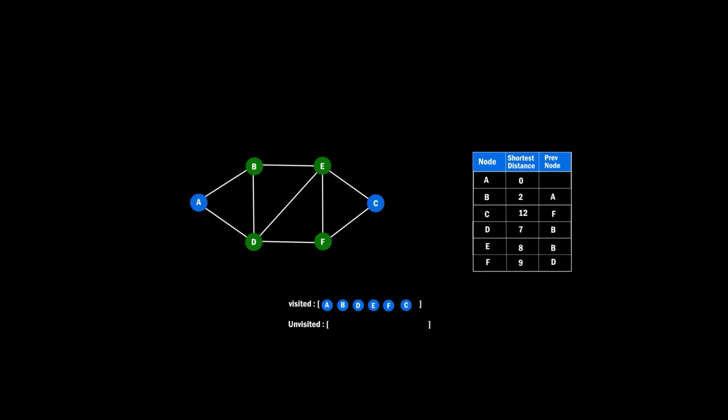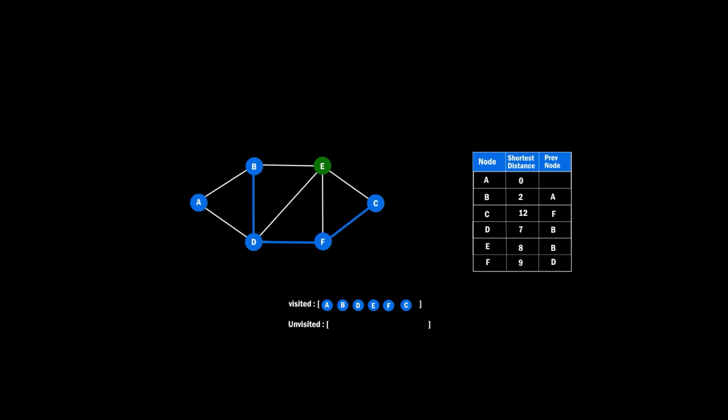And now we're done with the algorithm, and in our table we have some important information about this graph. We now have the shortest distance from A to every other node in this graph, and we have the previous node which helps us to reconstruct the shortest path. So for example, if we want to reconstruct the path from A to C, the first thing we see is that the shortest distance is 12.